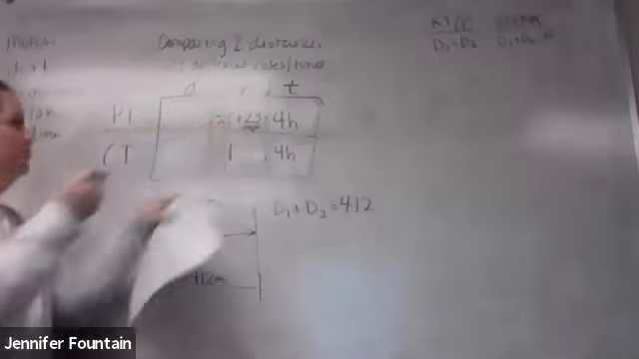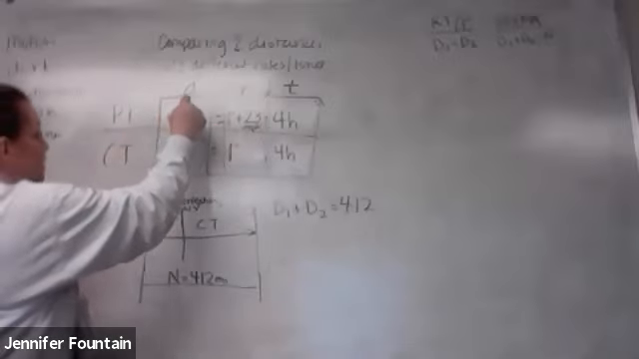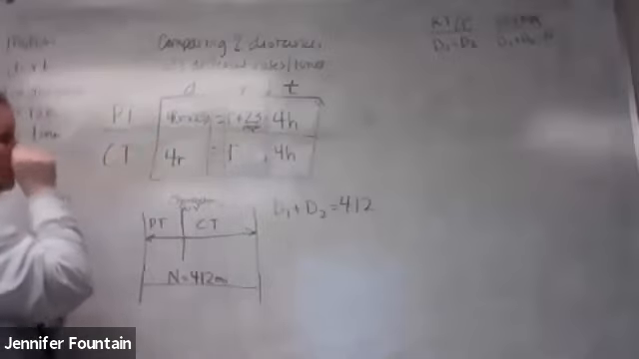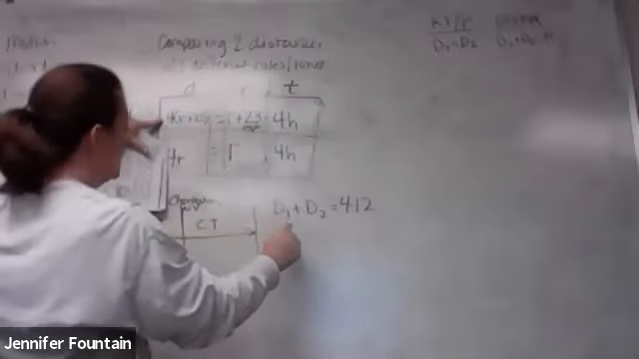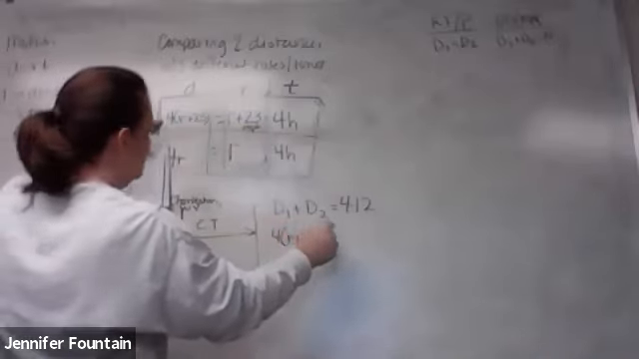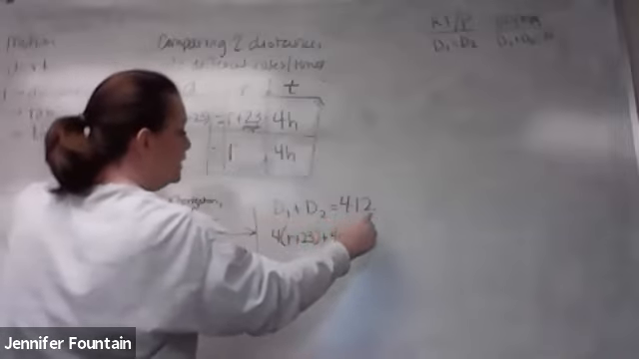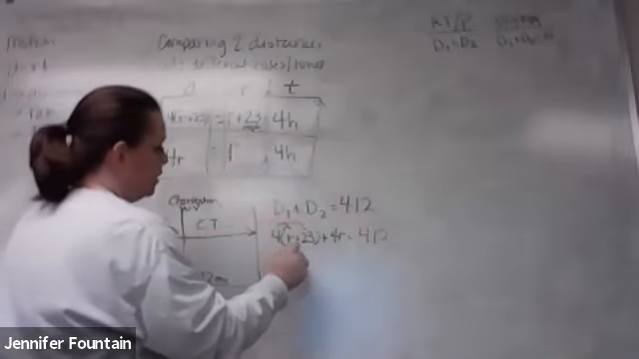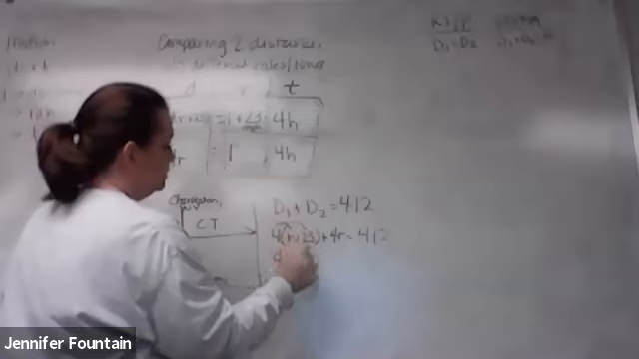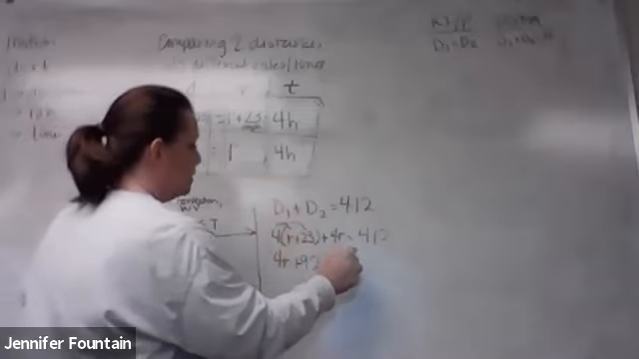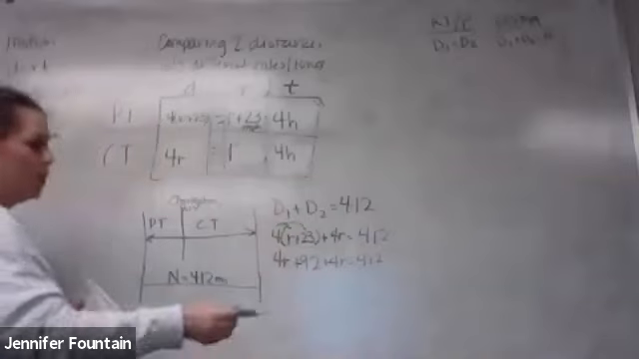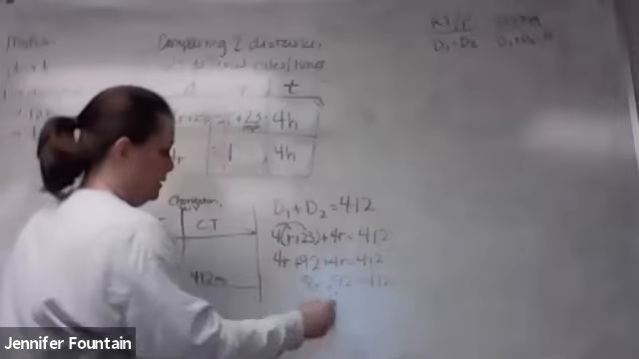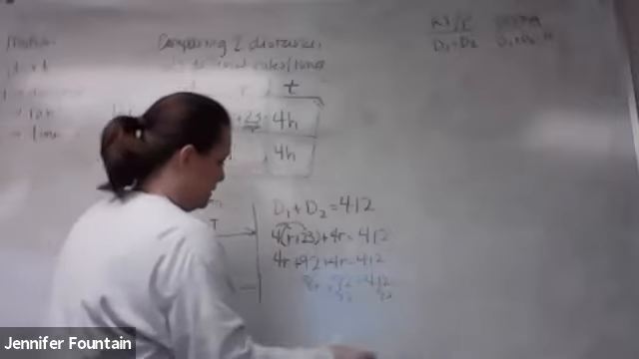That times that. 4 times R plus 23. What's going to go here? R times 4. 4R. So my distance of 1 is 4 times R plus 23 plus 4R equals 412. I'm going to distribute 4R plus 92 plus 4R equals 412. 4R plus 4R is 8R plus 92 equals 412. Subtract 92 from each side.